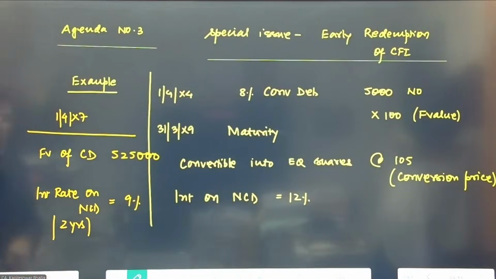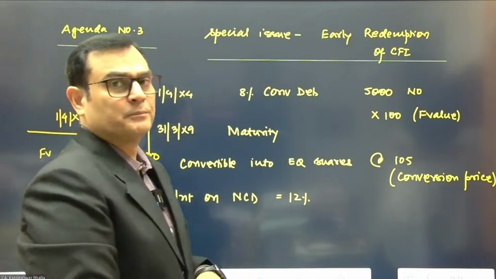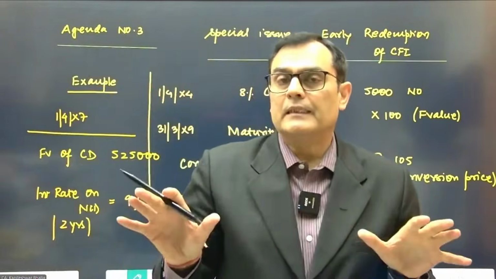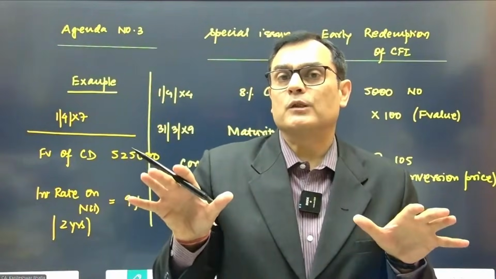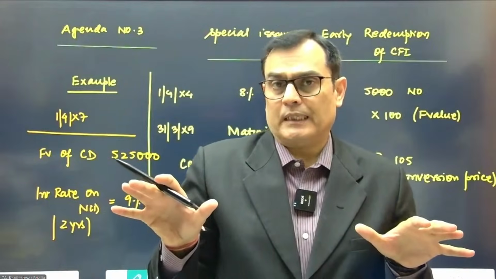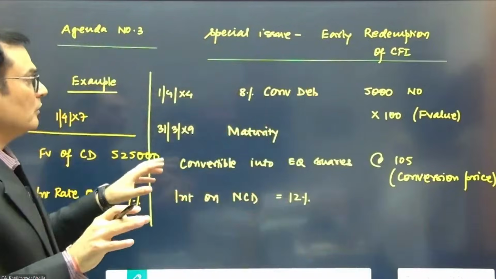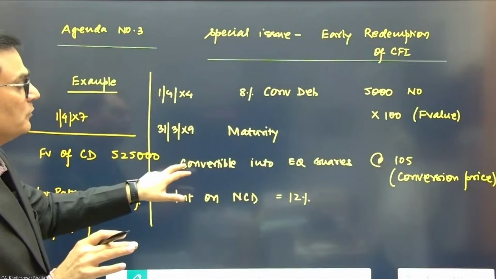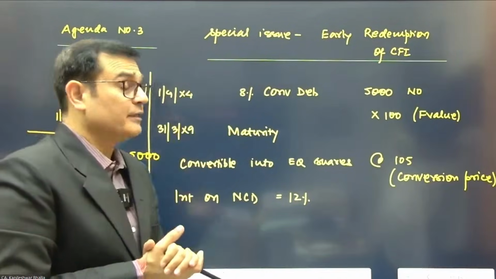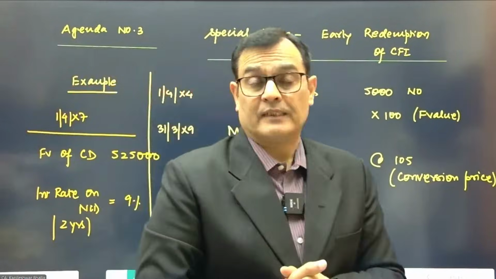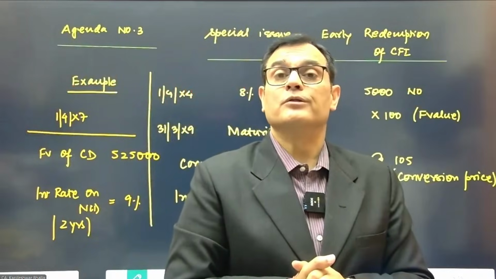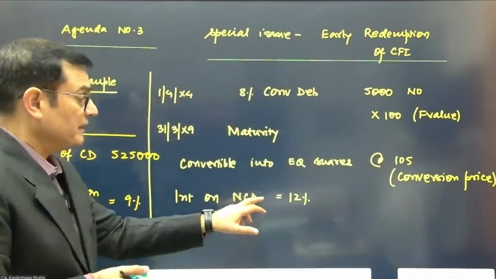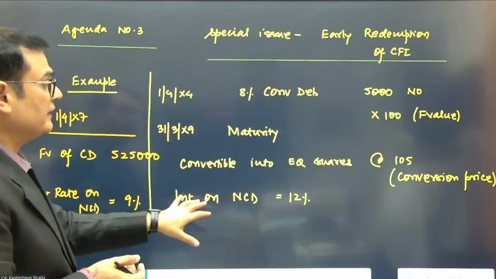Okay, so let me just give you the inputs once again to keep it simple and straight. A company issued a convertible debenture on 1st April X4 with the following terms: a maturity of 5 years, and they're convertible into equity shares at the rate of 105 per share. And the interest rate on a non-convertible instrument is 12% on 1st April X4.